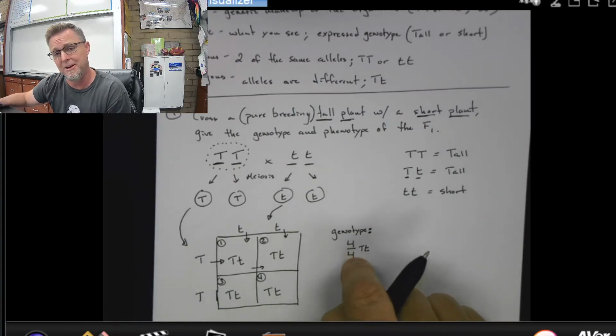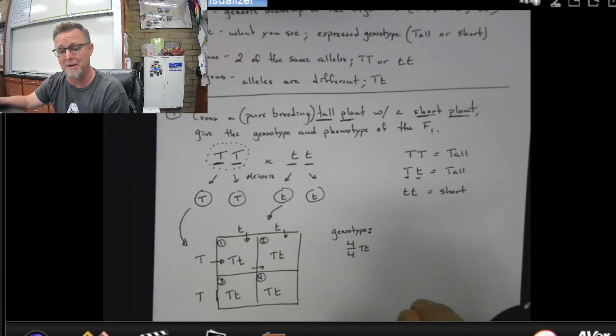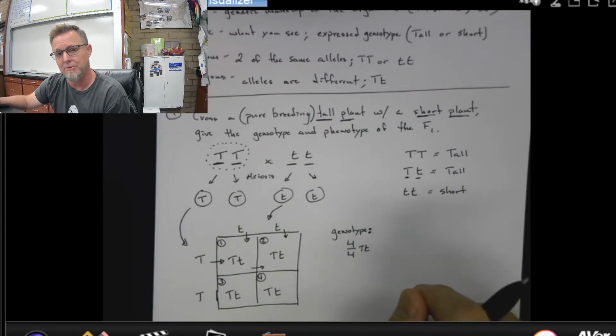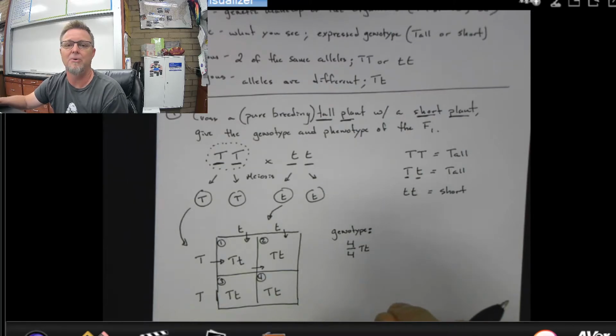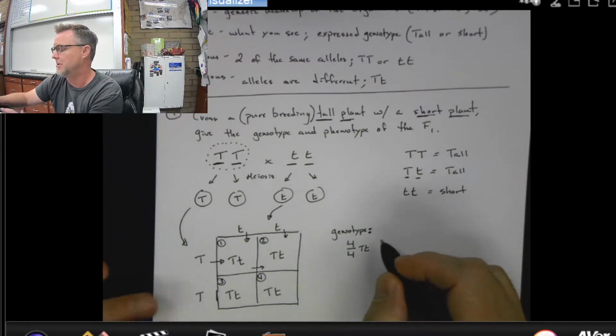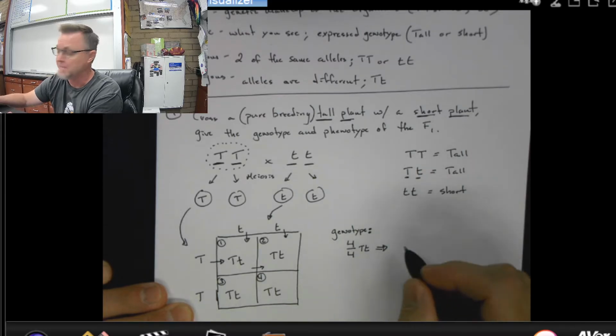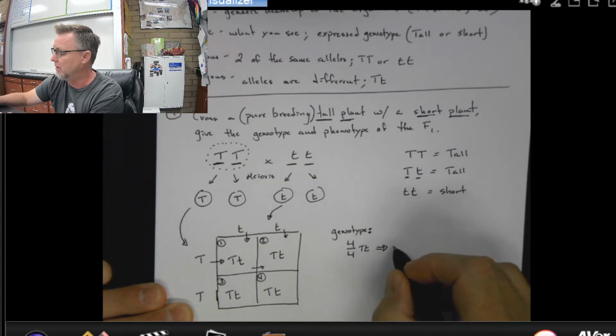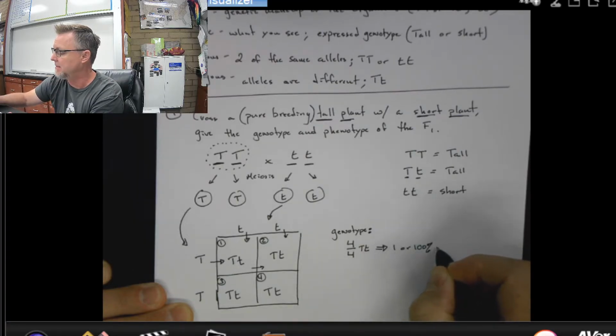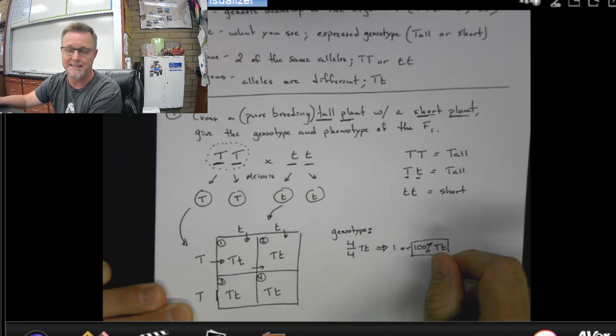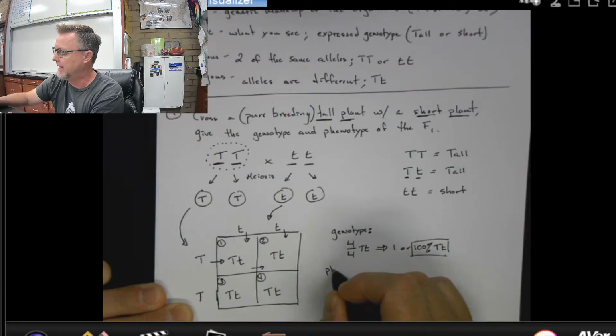Now, if you turn that in as a math problem to your math teacher, would your math teacher be okay with that? 4 over 4? No. They'd go, reduce your fraction. So if we reduce this, 4 out of 4 is basically 1 or 100% big T, little t. This is your genotype. Easy. Okay? Phenotype.